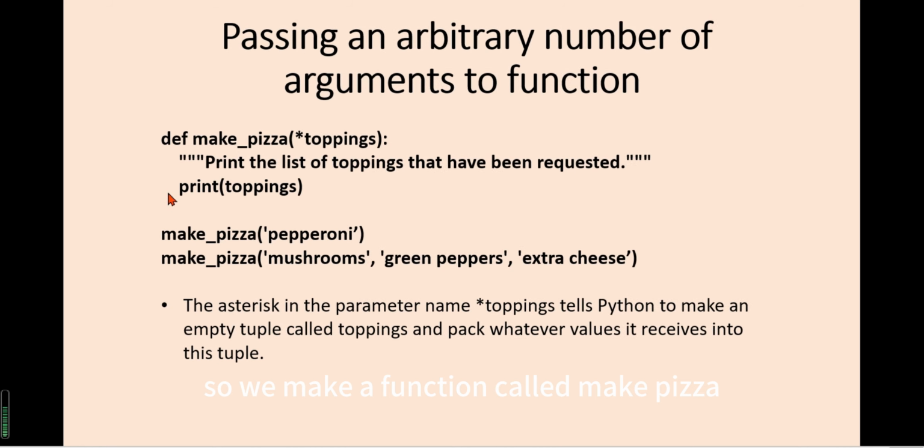So we make a function called make_pizza, and the parameter called toppings, and in front of toppings we add a star, which means the items for the toppings can be an arbitrary number, maybe 1, maybe 3, maybe 4. Then inside the function, we print toppings. Now this toppings is a local variable, and actually Python will take in all the arguments when calling the function and put these items inside the toppings, and toppings is a tuple.